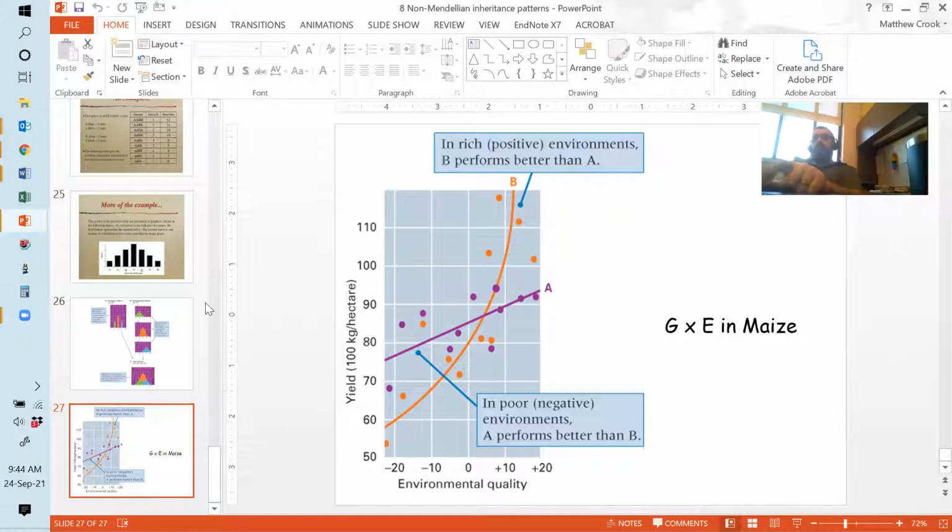So you can optimize the population that you're working with, the strain that you're developing, to be very high yielding in ideal environments. However, in poor quality environments, so drought or nutrient limitation or stuff like that, you'll see the trade-off, right? Because there's always trade-offs in breeding.